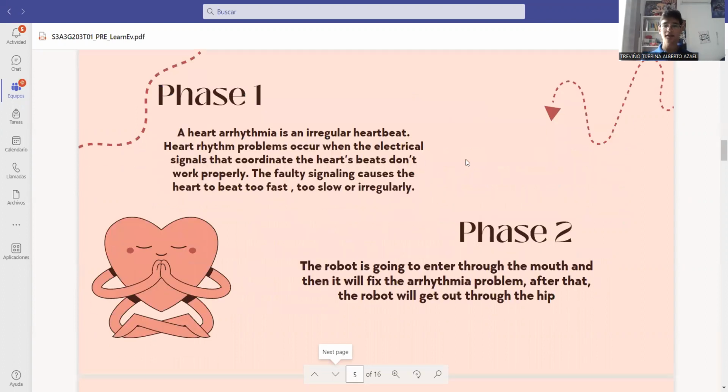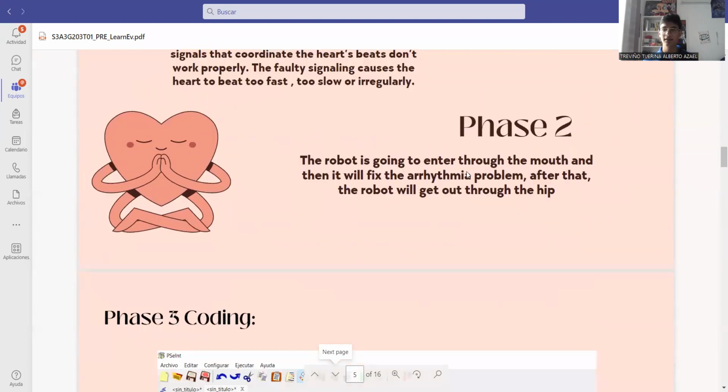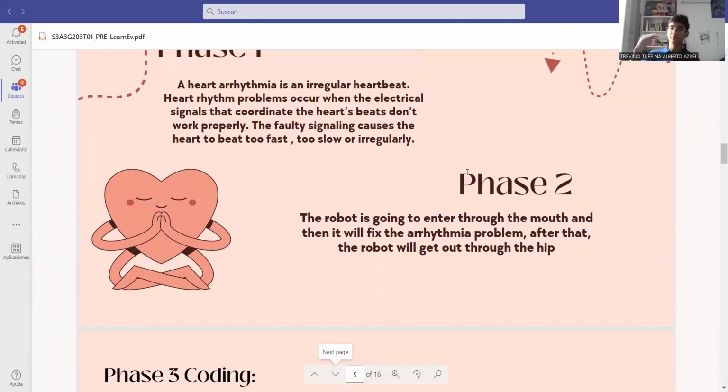In phase one, heart arrhythmia, as the presentation says, is an irregular heartbeat. A heart rhythm problem occurs when the electrical signals that coordinate the heartbeats don't work properly. The faulty signal causes the heart to beat too fast, too slow, or irregularly. It's a problem because the heart is a principal organ of our body, and if the heart doesn't pump, we die. In phase two, the robot is going to enter through the mouth, and then it will fix the arrhythmia problem. After that, the robot will get out through the hip.